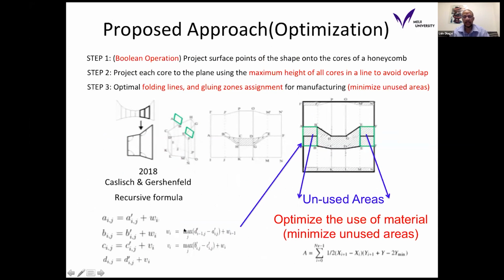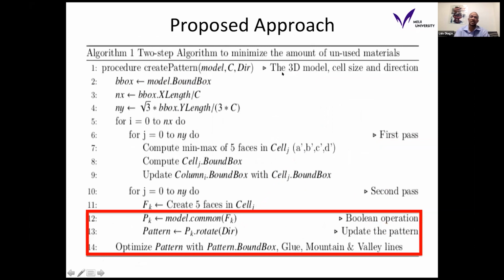But in their case, they do not focus on the optimization, I mean, the use of materials. So in our case, we try to minimize this size in the dashed line, which may let us make an optimal use of the materials when we create the final pattern. So in that way, we try to optimize the folding line and the gluing zone to manufacture this pattern. For this case, we propose to start with a 2-step algorithm.